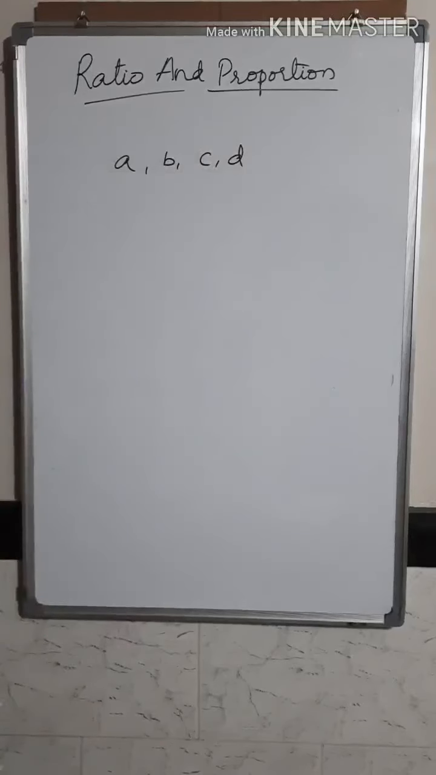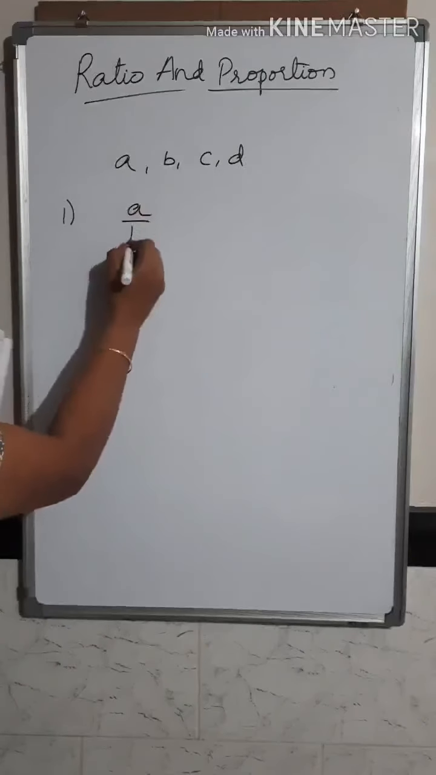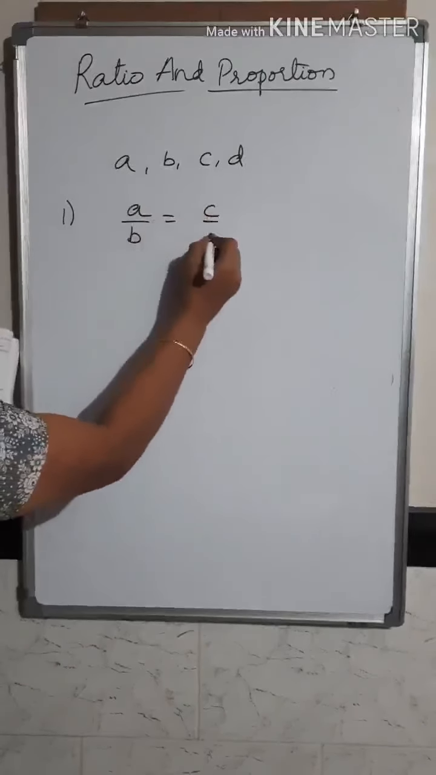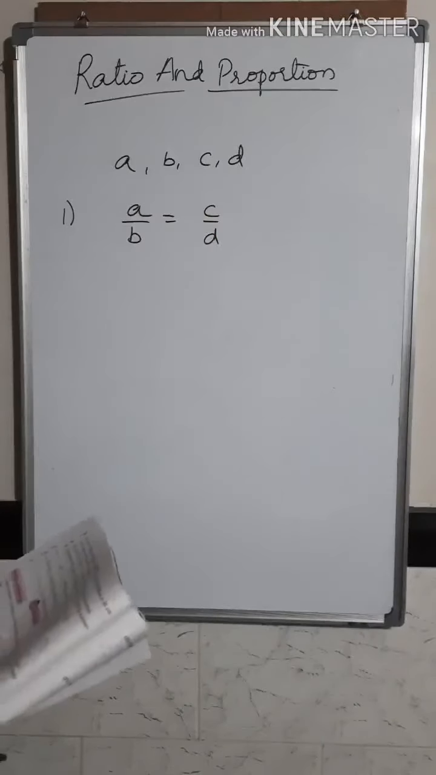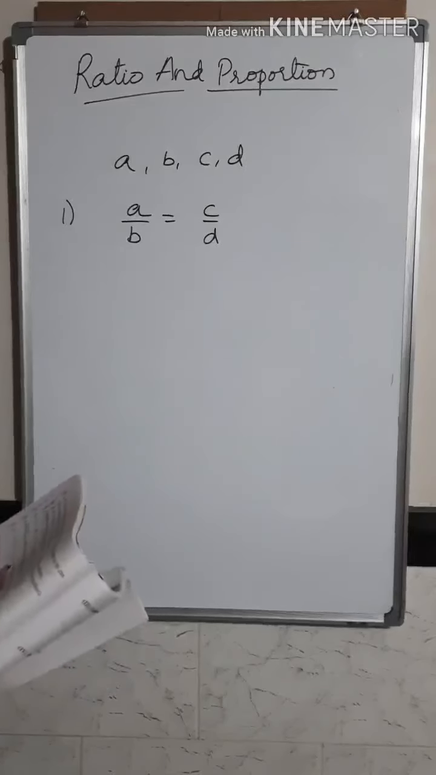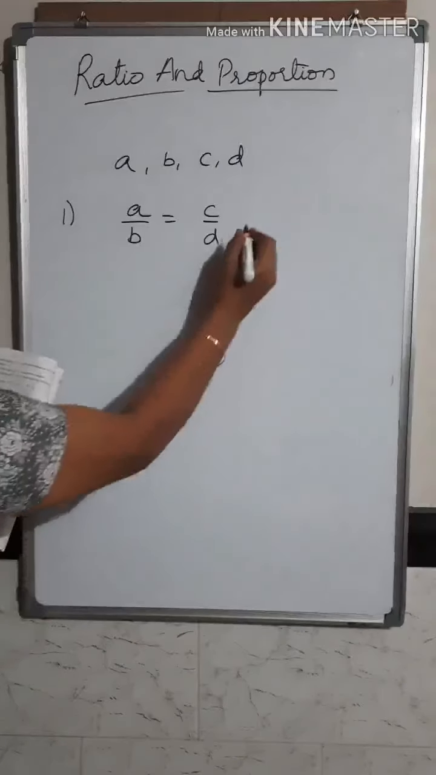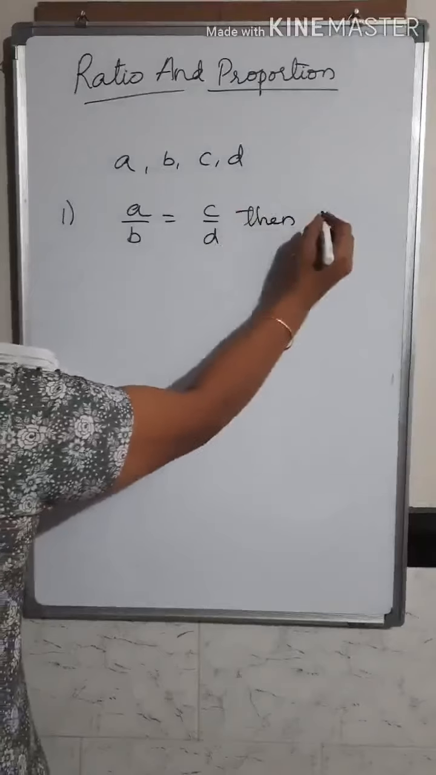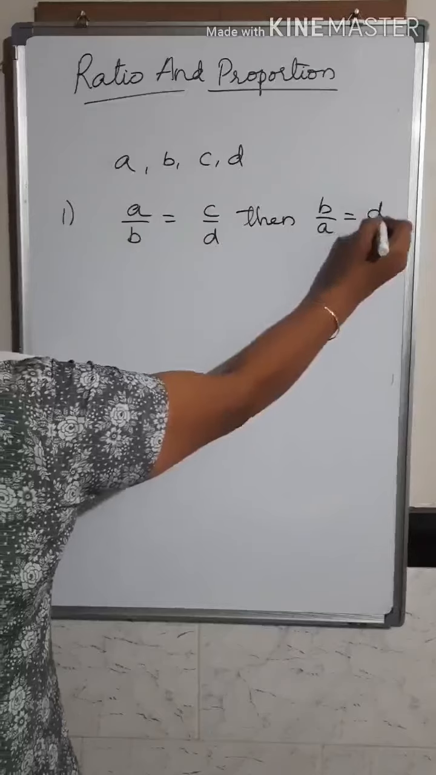So for the first property, you have invertendo. What does this invertendo state? The first property states that suppose you have A upon B is equal to C upon D. If these two ratios are equal, according to the property of invertendo, you can invert the terms and write the ratio will be equal, then you will get B upon A will be equal to D upon C.